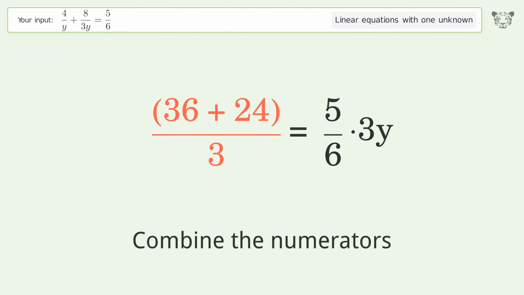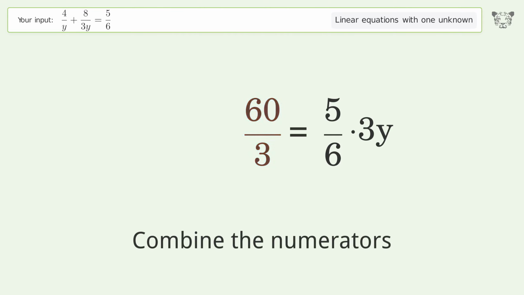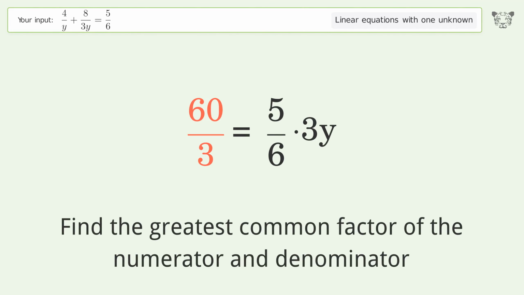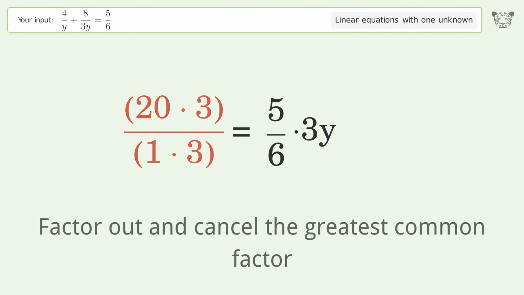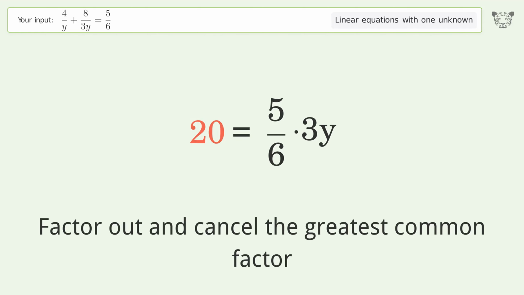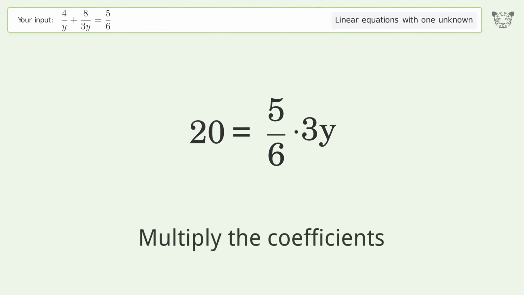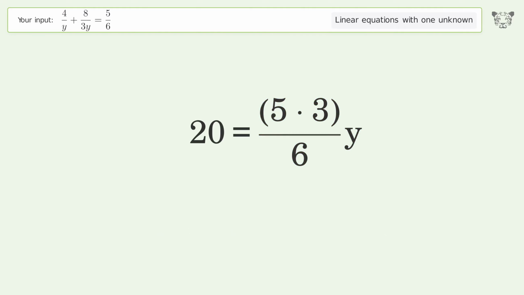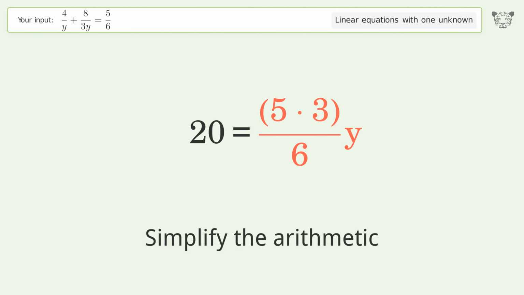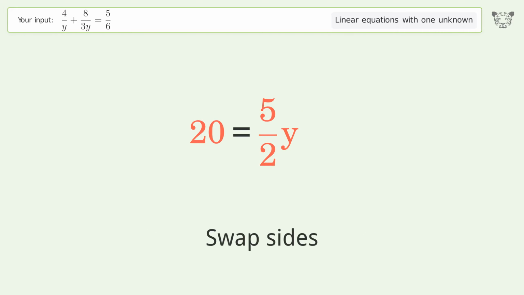Combine the numerators. Find the greatest common factor of the numerator and denominator. Factor out and cancel the greatest common factor. Multiply the coefficients. Simplify the arithmetic. Swap sides.